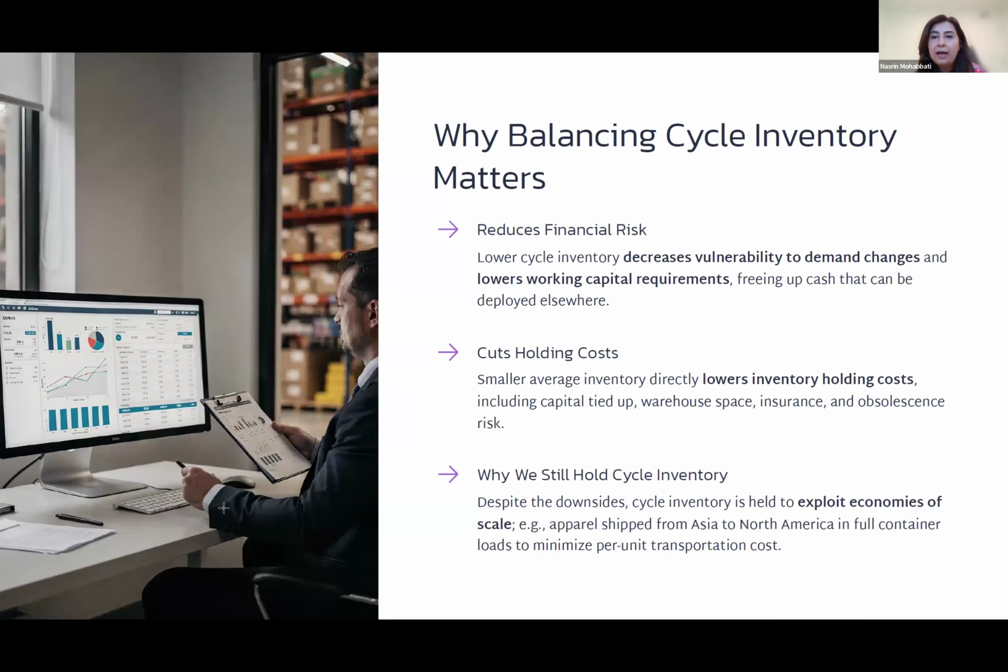So why do we want to balance cycle inventory? Again, because we want to reduce financial risk. Obviously, if there is demand volatility, demand fluctuates and changes all the time, we have to keep some inventory, safety inventory specifically, and make sure that we have enough for demand that goes up and so on and so forth. We want to cut some holding costs on the other hand. So keeping a lot of inventory forces us to pay a lot of money for holding that inventory. So we want to lower the inventory. So we want to find this balance.